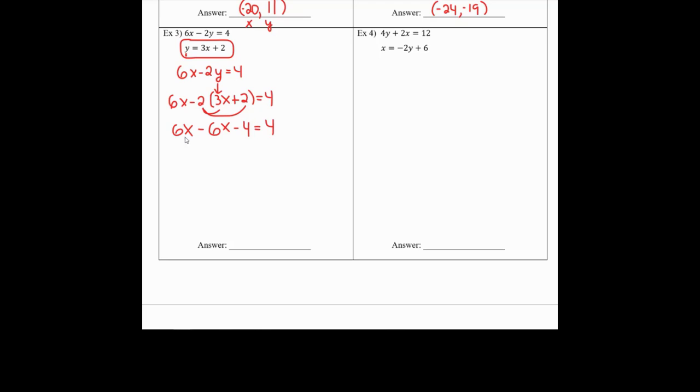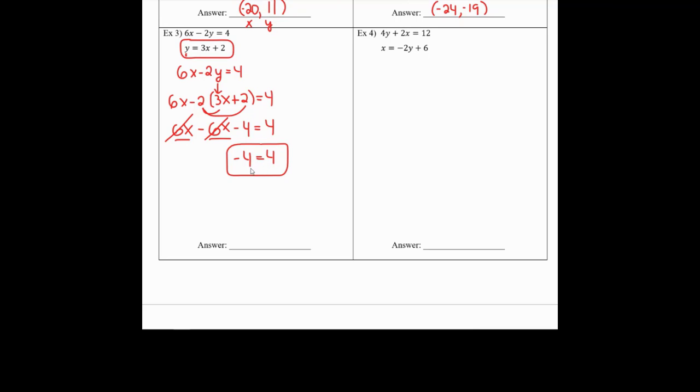Now we combine like terms. 6x minus 6x, they cancel. I am left with negative 4 equals 4. Now look what happened. The letter disappeared. They got canceled. I'm left with a statement. When you get to this point, this is a special case. When the letter gets canceled, you're going to be left with a statement. And you have to ask, is this true or false?